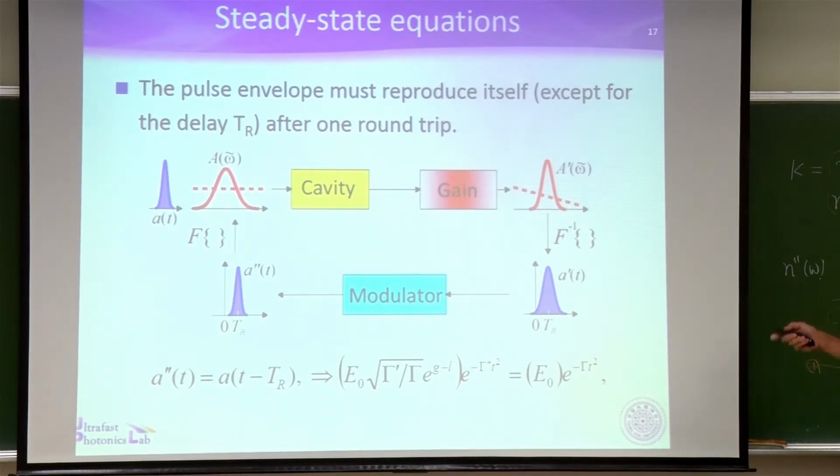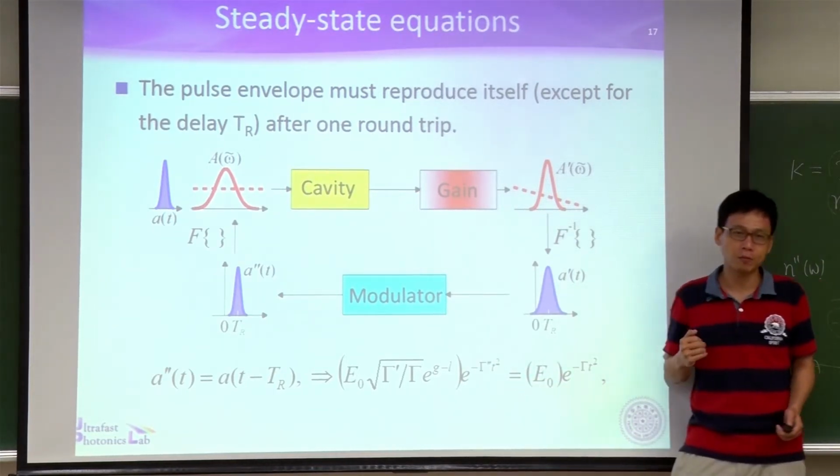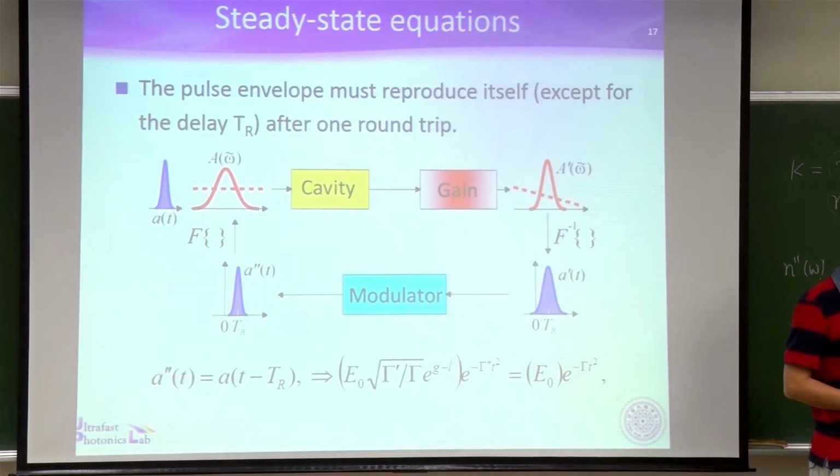So if you use the A double prime formula from the previous slide, which is here, and the A from the first slide is here, you can equalize these two. Okay? So this is the equation you can have by the steady state analysis. But it looks like we have one equation only, but how many unknowns do we have?